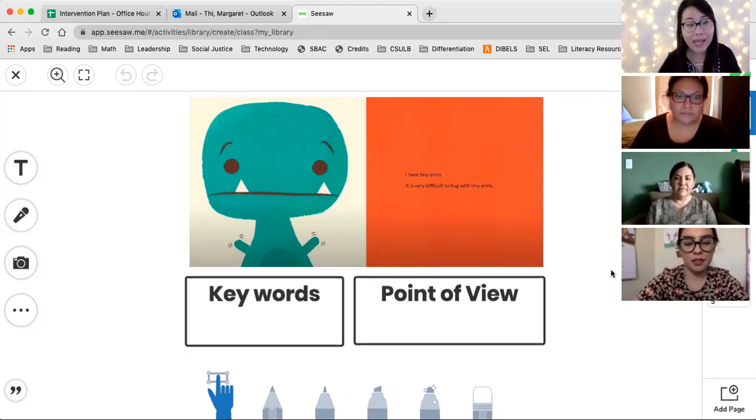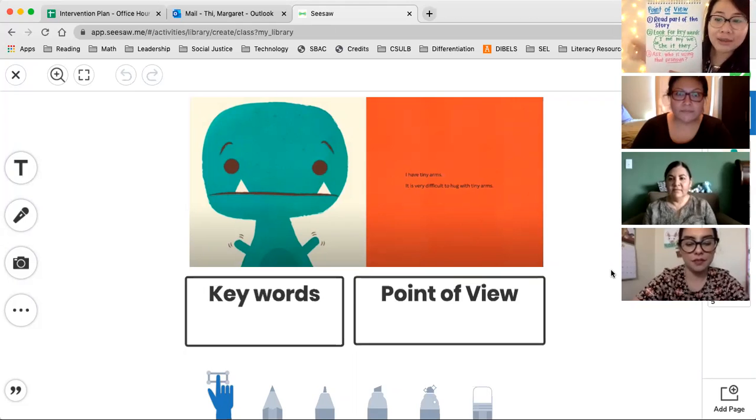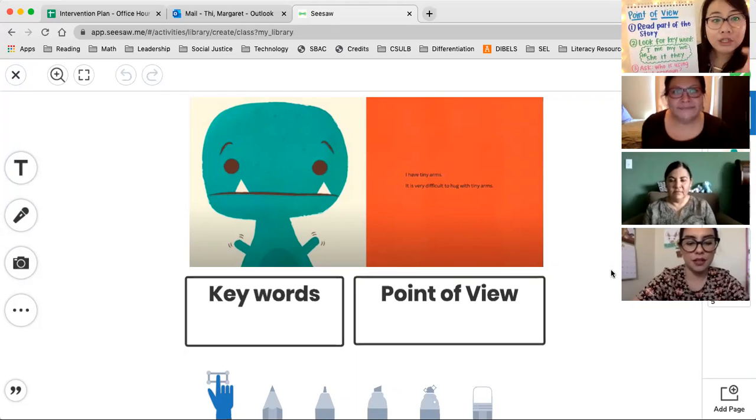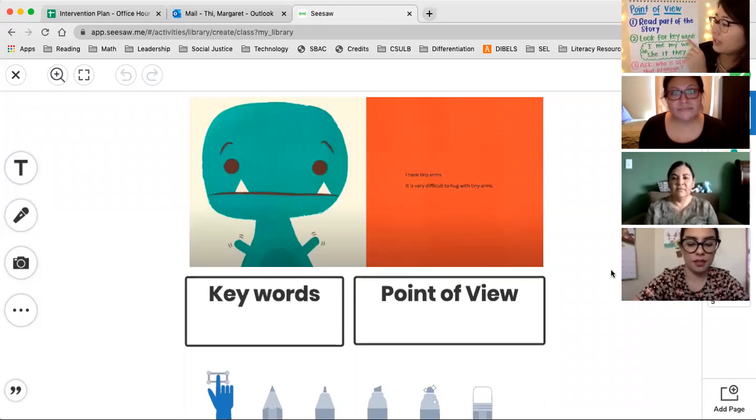Okay. And so we have some recipe cards of steps for you of how you can do that with any book you read. Okay. You can read part of the story. That's your first step. And I've screenshotted parts of the story so we can really practice the skill. Then you're going to look for some keywords.